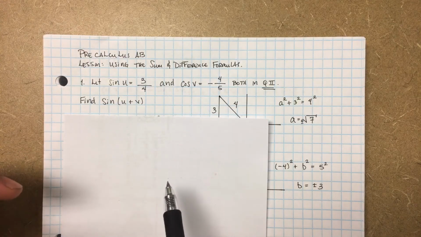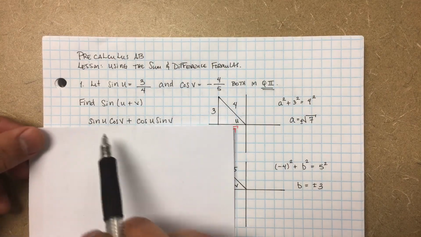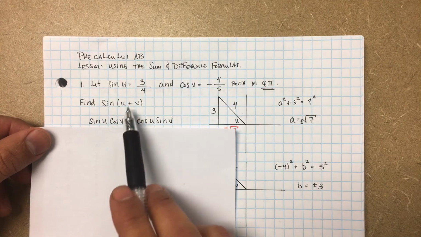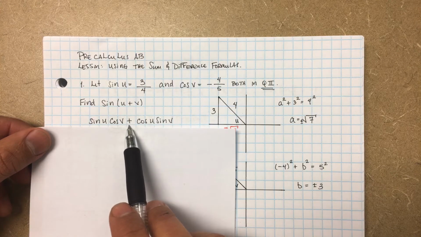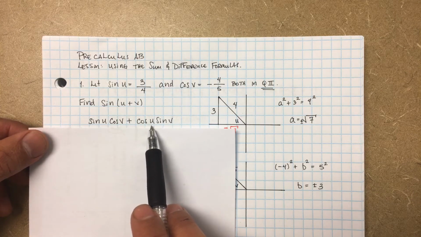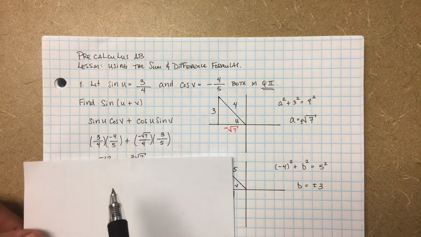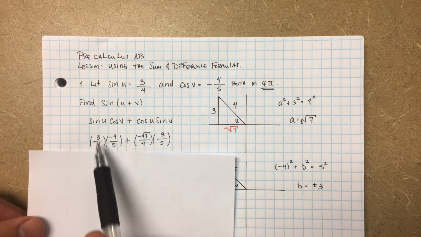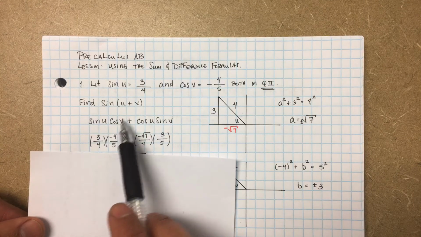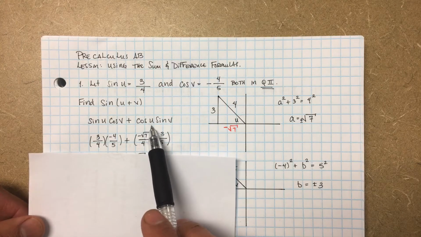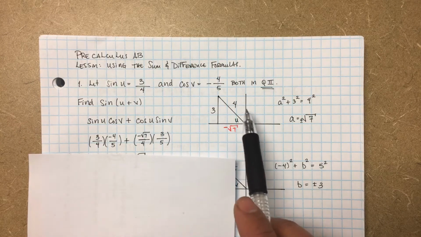So we start off with our summation formula. Sine of u times cosine of v plus, it stays with the plus sign, and then we switch it: cosine of u times sine of v. So it just switches the angle. When we start doing it, sine of u is 3/4. Cosine of v, they give us that one, which is this. But what about cosine of u? We don't know it. So what you have to do is draw the triangle.